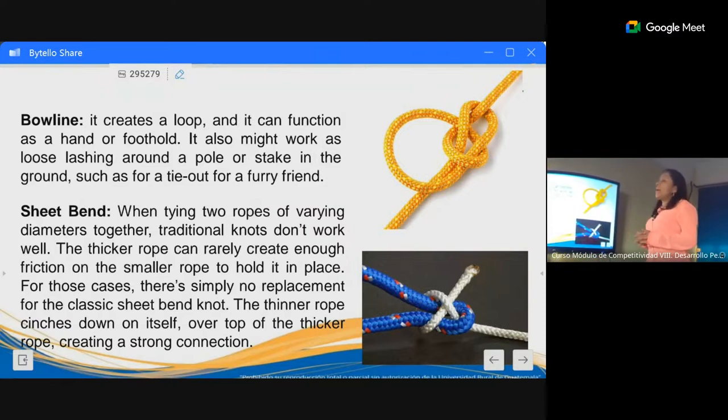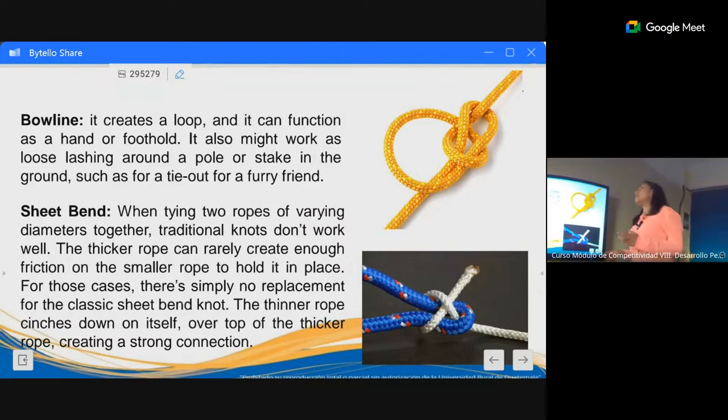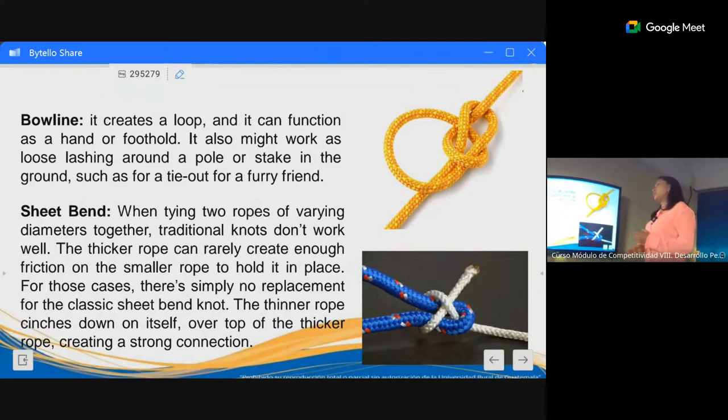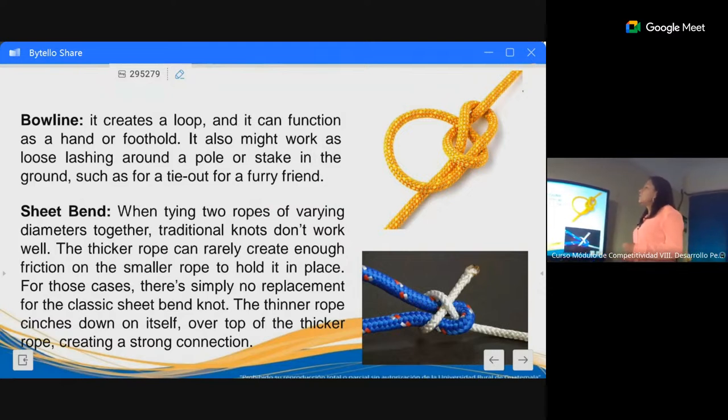Then we have the sheet bend. This is another type. When tying two ropes of varying diameters together, traditional knots don't work well. The thicker rope can rarely create enough friction on the smaller rope to hold it in place. For those cases, there is simply no replacement for the classic sheet bend knot. The thinner rope cinches down on itself over top of the thicker rope, creating a strong connection. So you can see here we have two types of rope, the thinner and the thicker one.